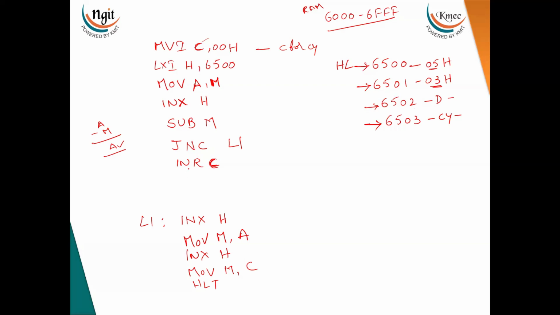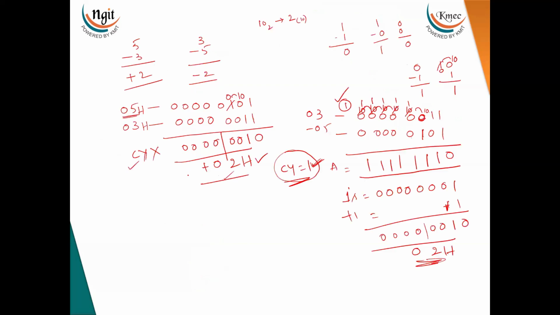Now after that what I need to do? I have to do the 2's complement of the result. The result is in the accumulator. For that I need to do the 2's complement. So what I have to do? First 1's complement, then adding 1.